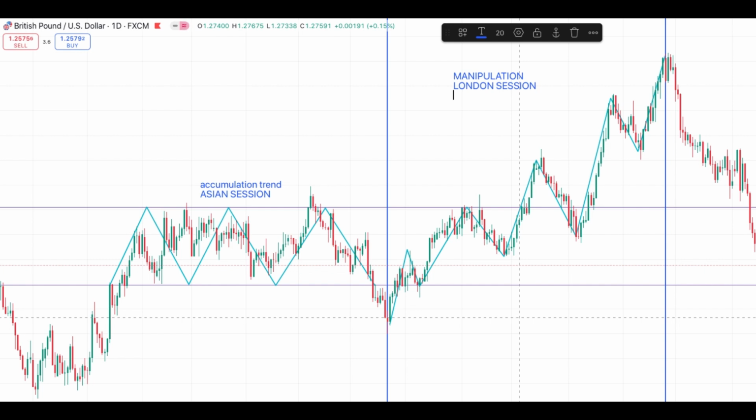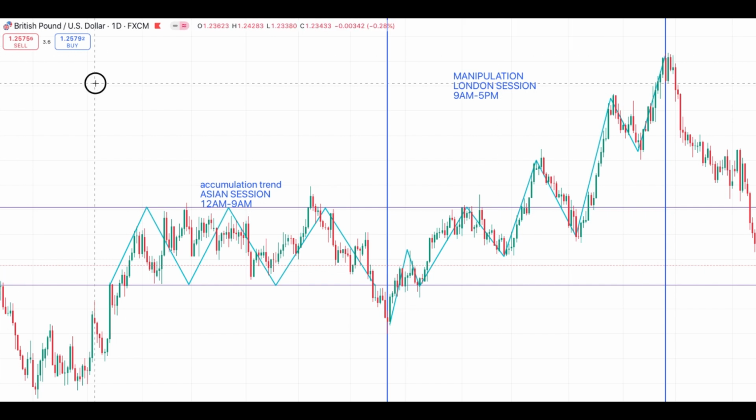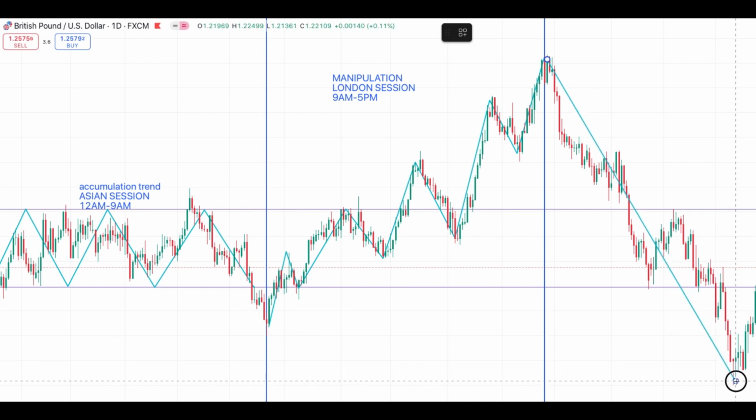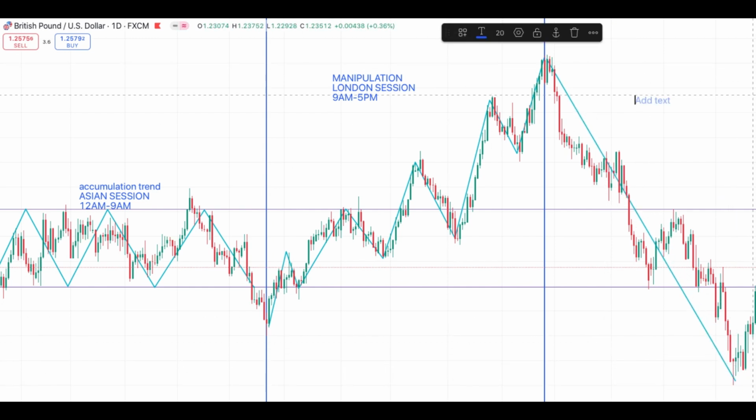I told you the London session starts from 9 a.m. to 5 p.m., and the Asian session starts from 12 a.m. to 9 a.m. Now the next part is the distribution. It distributes from this point here down to the end here. So this last session is a distribution, which is the New York session. The New York session is from 2 p.m., sometimes it changes due to daylight saving time, but most of the time it's 2 p.m. to 11 p.m.